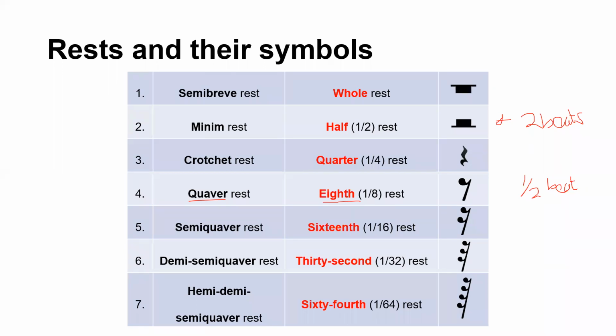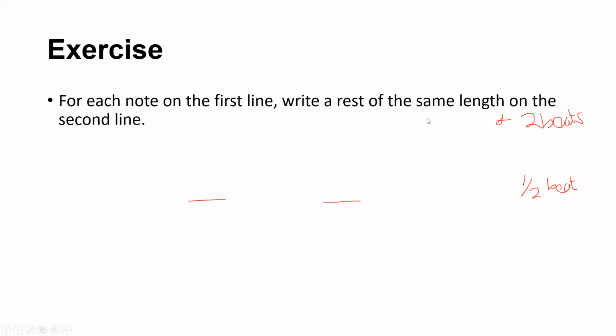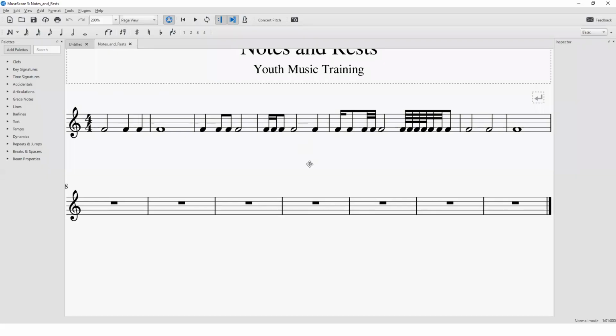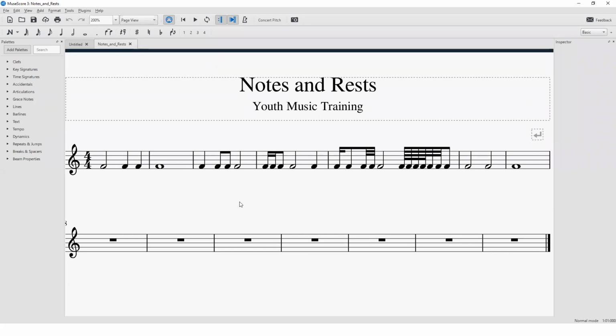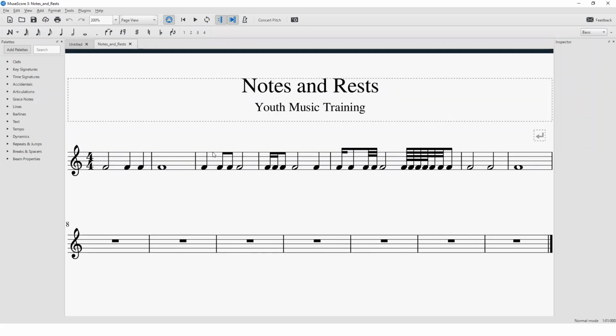All right, so let's take an exercise. For each note on the first line, write a rest of the same length on the second line. Okay, so we're going to go to a new score now. I've got this piece of music, which I wrote out earlier. Don't worry about knowing how to use MuseScore for now. We will come to it at some point later.